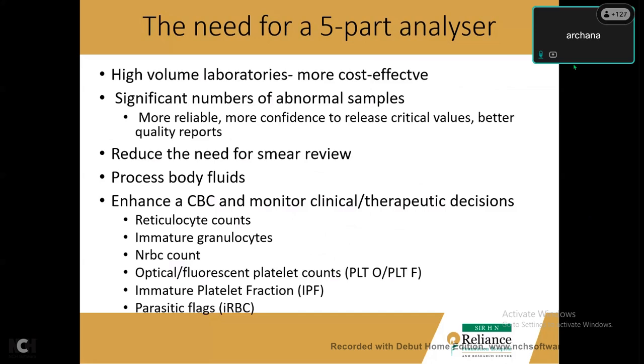Then, of course, if you have a large volume of body fluids, analyzers can give you counts as well as differentials. And then to monitor clinical and therapeutic decisions, parameters like reticulocyte count, IPF, immature granulocytes, NRBCs, and parasitic flags, all can be very beneficial.